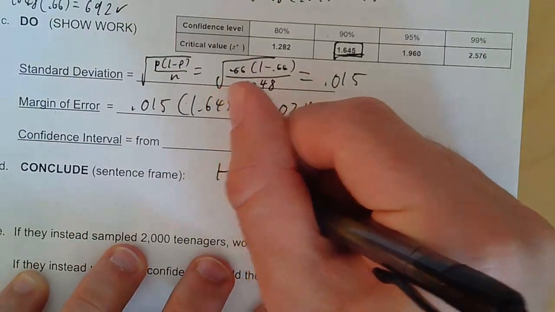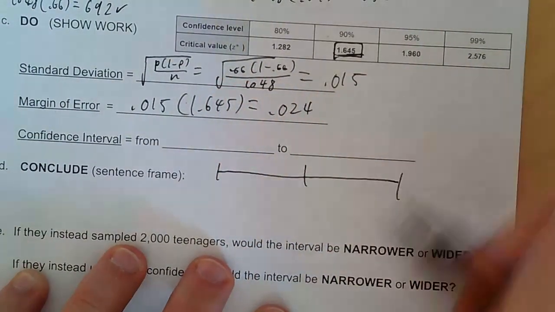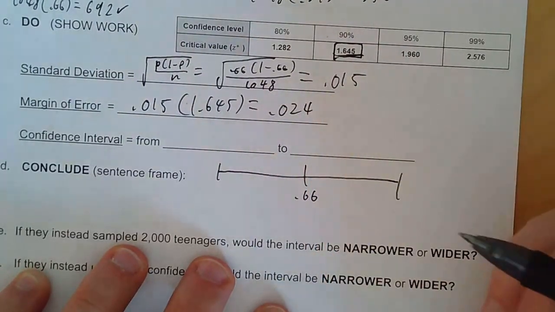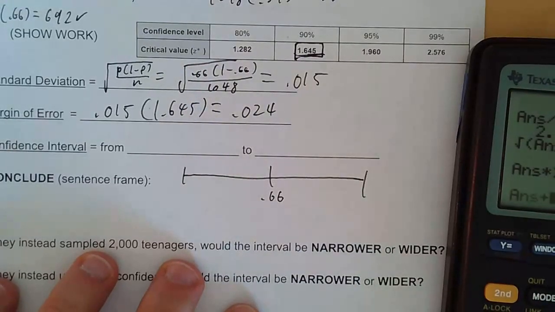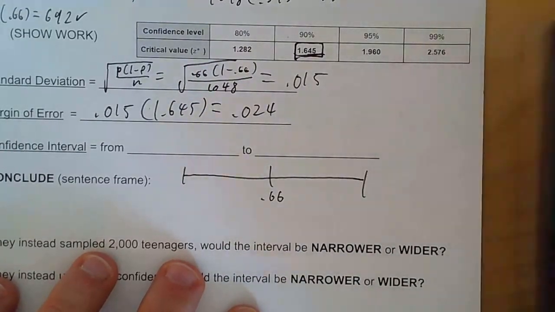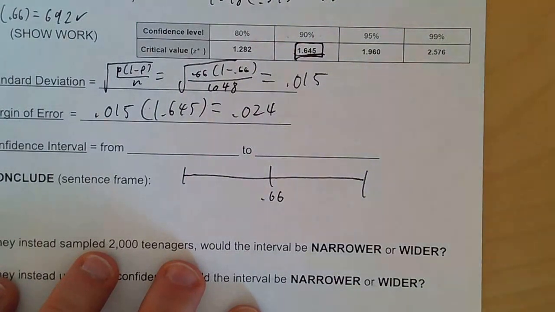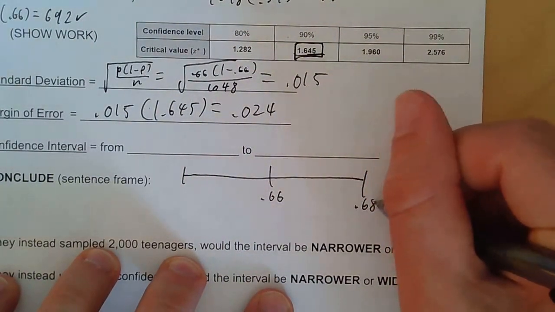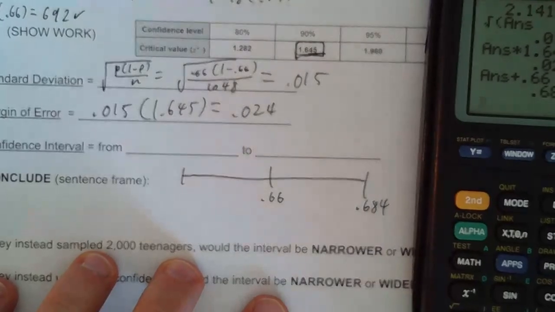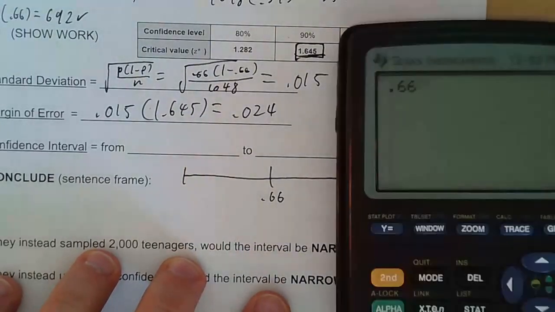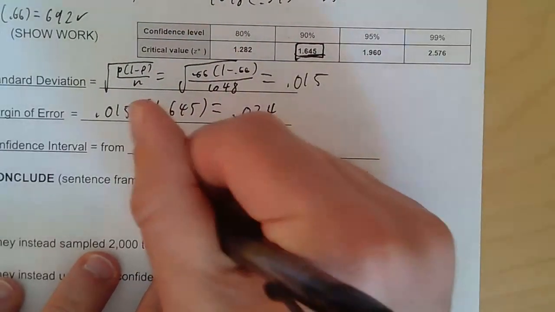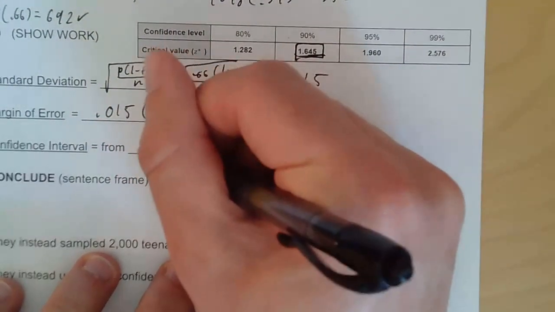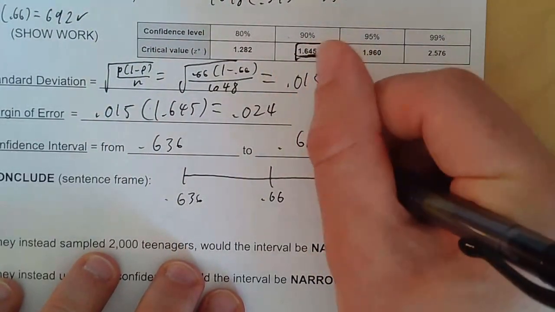So now the interval part, this doesn't have the drawing, but I'm going to draw the drawing below so that you see what's going on. Again, in the middle is 0.66. And I've got to add and subtract this number. So we do 0.66 plus 0.024, it's going to be about 0.684 over here. And then if I subtract, so again, minus 0.024, 0.636. So my confidence interval is from 0.636 to 0.684.